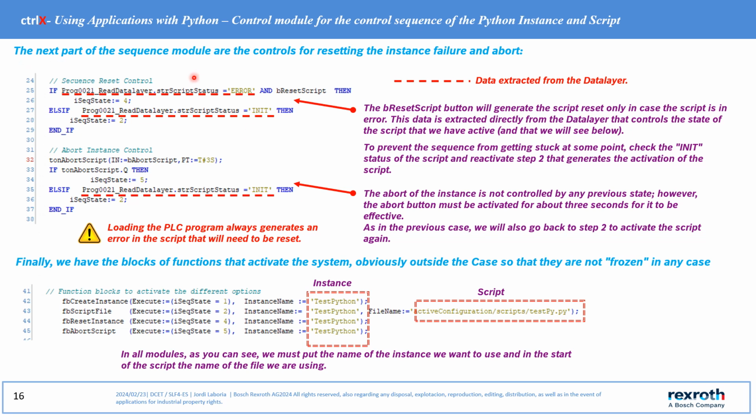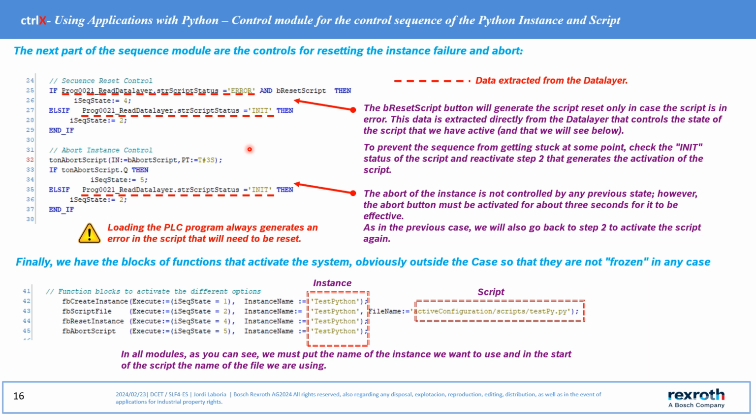The next part of the sequence module is the controls for generating the instance failure reset and abort. The data marked in red correspond to the data read from the data layer, which we will see below. Keep in mind that this data could be extracted from the script, but in the event of an error of the script, we will not have this information. Therefore, we are going to use the IFB access to the data layer for the extraction of some diagnostics.